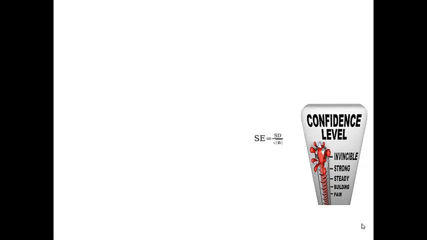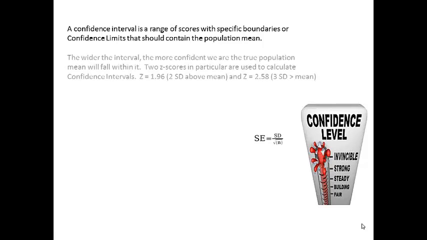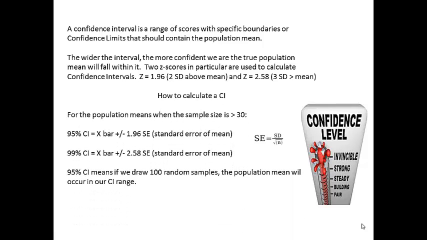Let's talk about confidence interval. We mentioned that in topic 2 as well. It's a range of scores with a specific boundary or confidence limits that should contain our population mean. The wider the interval, the more confident we are the true population mean will fall within it. 2 z-scores in particular are used to calculate confidence intervals. A z of 1.96, which is 2 standard deviations above or below the mean, and a z of 2.58, which corresponds to 3 standard deviations above or below the mean. And if you remember from topic 2, this is how we calculate a confidence interval.